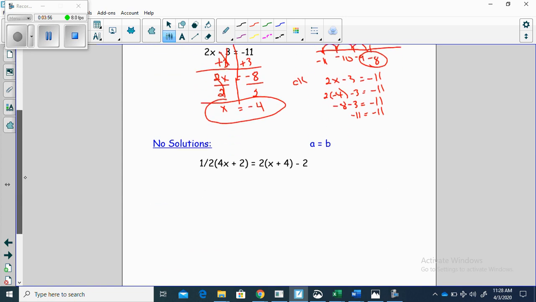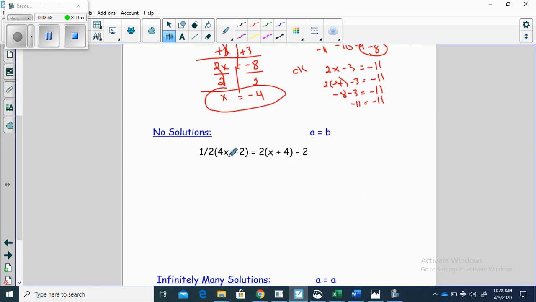What if we have no solutions? Let's look at this one. When we have no solutions, we get to the bottom and we have one number is equal to another number. But we know if the numbers are different, they can't be equal. So let's see what we do here.